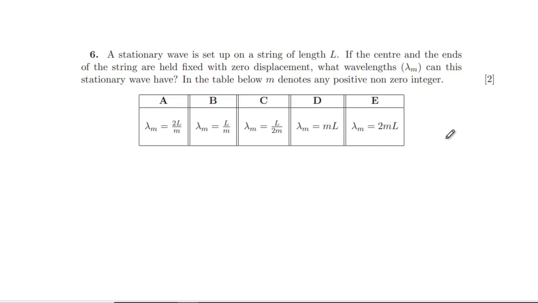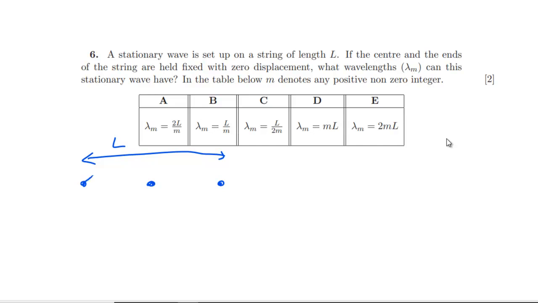A stationary wave is set up on a string of length L if the center and the ends of the string are held fixed. So we've got these fixed points, string of length L, so that is our L. What wavelengths can this stationary wave have? So m is some positive non-zero integer.